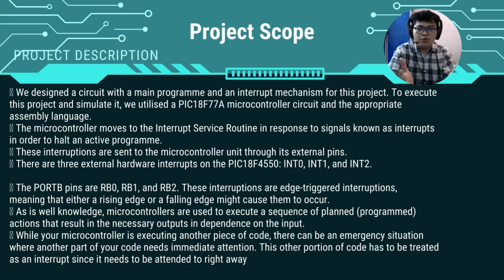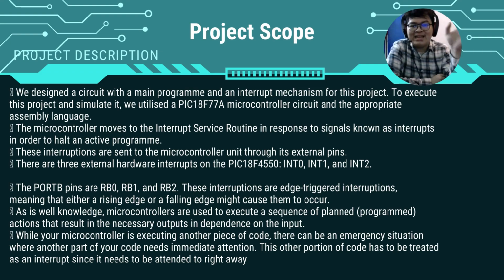The microcontroller moves to the interrupt service routine in response to signals known as interrupts in order to halt an active program. These interruptions are sent to the microcontroller unit through its external pins. There are three external hardware interrupt pins for the PIC18F4550: INT0, INT1, and INT2. The port B pins are RB0, RB1, and RB2. These interruptions are edge-triggered, meaning that either a rising edge or a falling edge might cause them to occur.